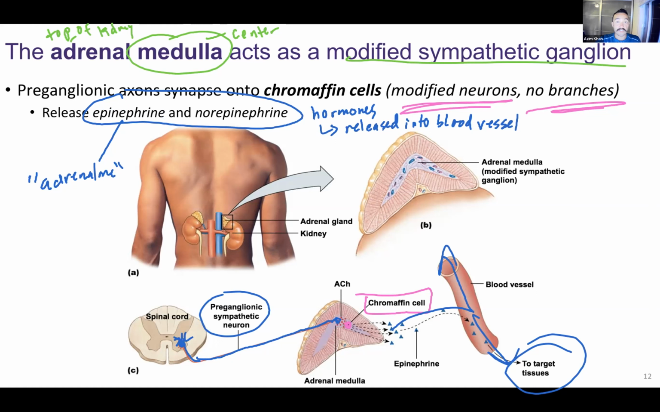yeah, that adrenaline rush that you get when you feel really freaked out, or you just did something really exciting, that was released from your adrenal gland, and it was controlled by the nervous system. So it's a mix of nervous and endocrine control to get that rush.